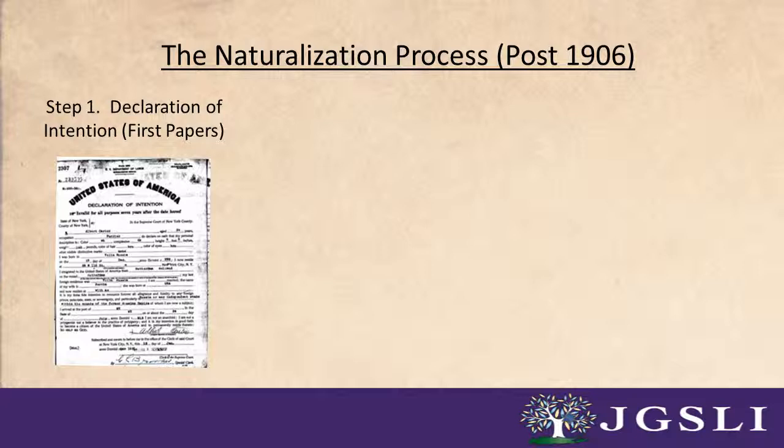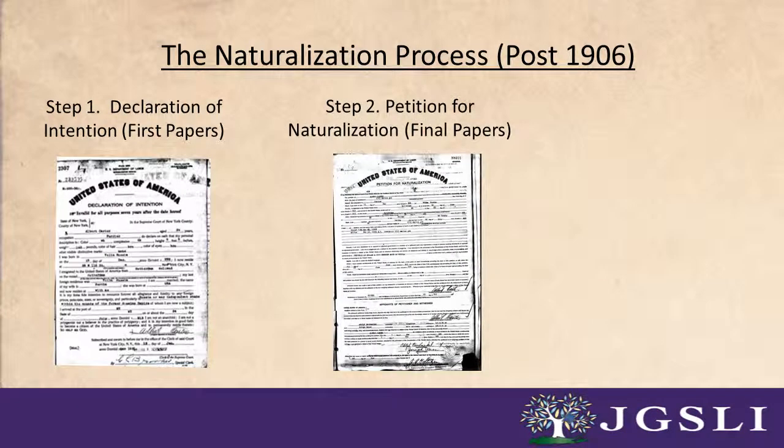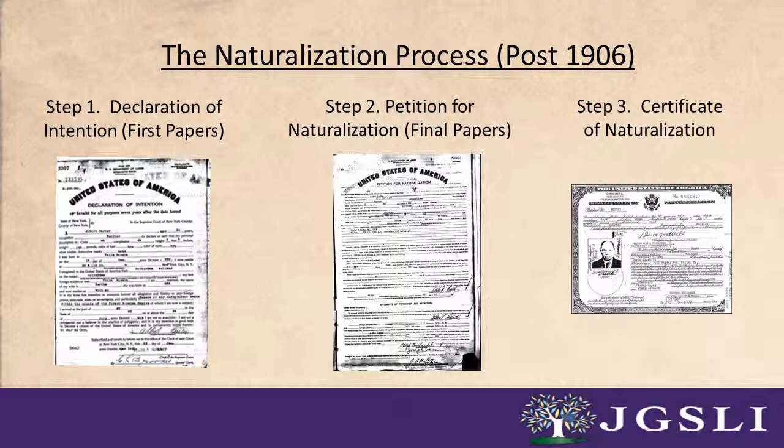for 2 years. The second step was to file the petition for naturalization. These papers were usually filed approximately 5 years after the immigrant's arrival. And then finally, if approved by the court, the applicant was granted citizenship and received a certificate, which many proudly framed and hung on their walls. Naturalization documents are possibly the best source of material for an immigrant ancestor.